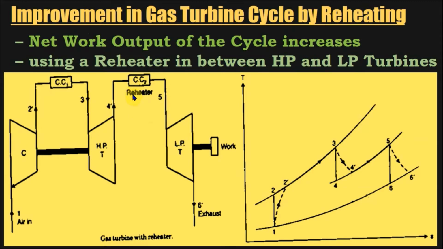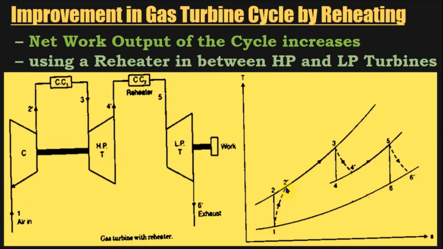Just like in the case of multi-stage compression and intercooling in between, here we have a reheater in between two stages of turbine expansion. In other words, we have two turbines here and a reheater in between, a high pressure turbine and a low pressure turbine. Here the main components are the compressor, the main combustion chamber, high pressure turbine, then a reheater, and finally a low pressure turbine.